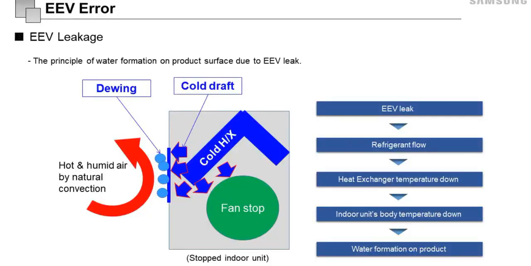If refrigerant flows in a stopped indoor unit due to EEV leak in cooling mode, the temperature of the indoor unit's surface will decrease due to cold refrigerant. And eventually, dew is created by coming into contact with the warmer, moist air in the room.